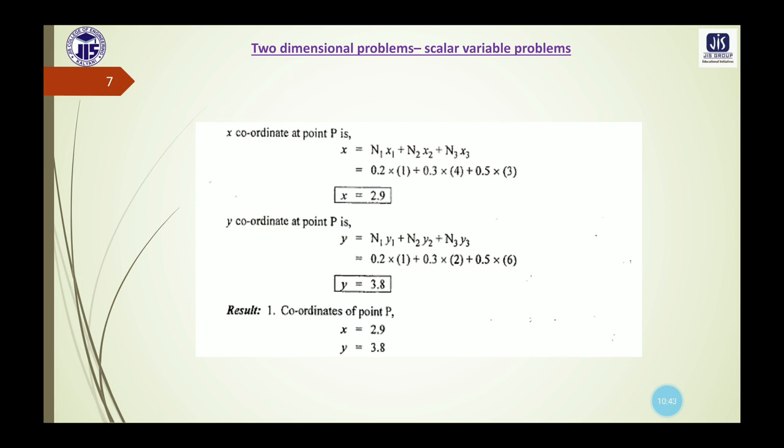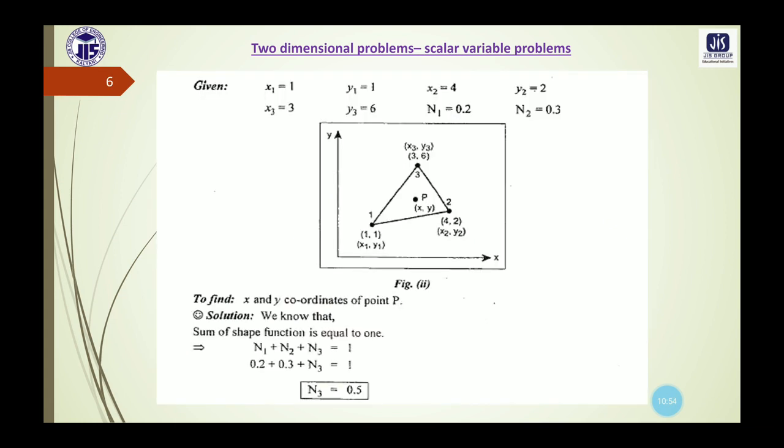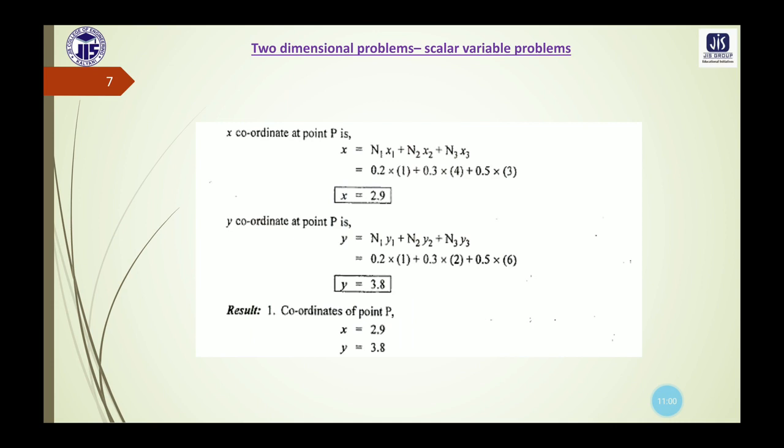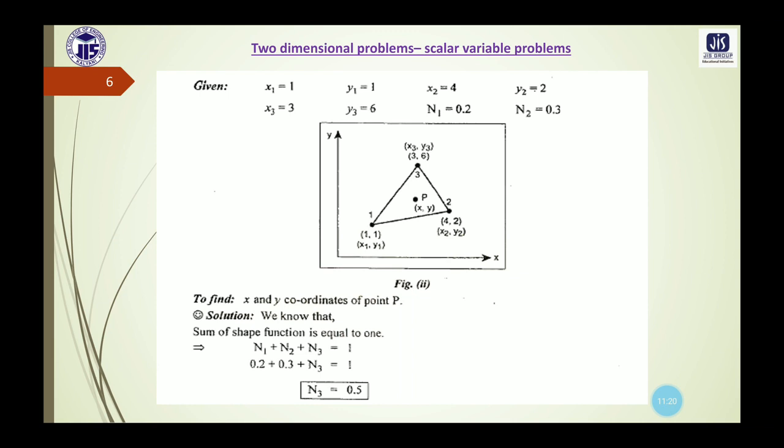Okay, so next we need to find the coordinate of the point P. So this point P is inside this triangular element which you can see here, and its coordinate we have denoted as x and y. Now to find the coordinate of this point P, we need to use this equation for x, which is n1 x1 plus n2 x2 plus n3 x3, where n1, n2, n3 are the values of the shape functions, and x1, x2 and x3 are the x coordinates of the nodal points or the corner points of this triangle.